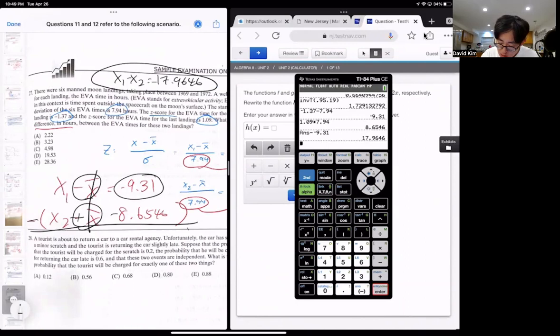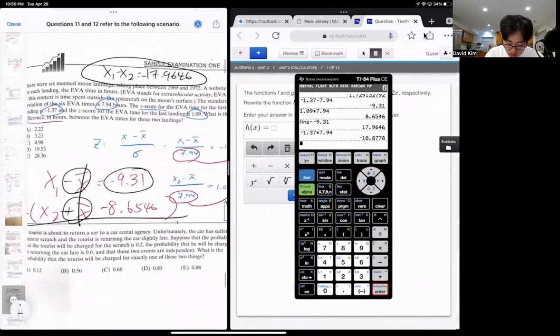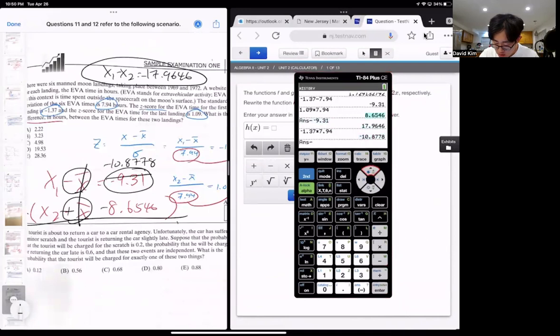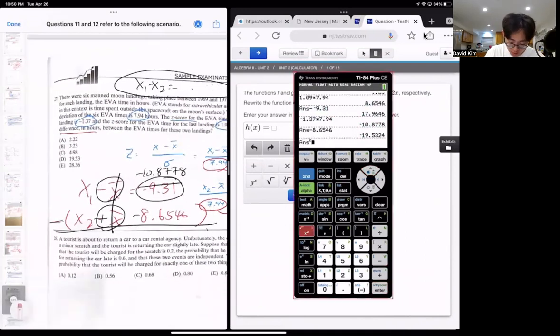I might have made one single mistake. Yes, so I did not multiply this value. So let's take this number and multiply this. So this is supposed to be actually negative 10.878. My apologies there. And then when you subtract this number from it, you get negative 19.5324.